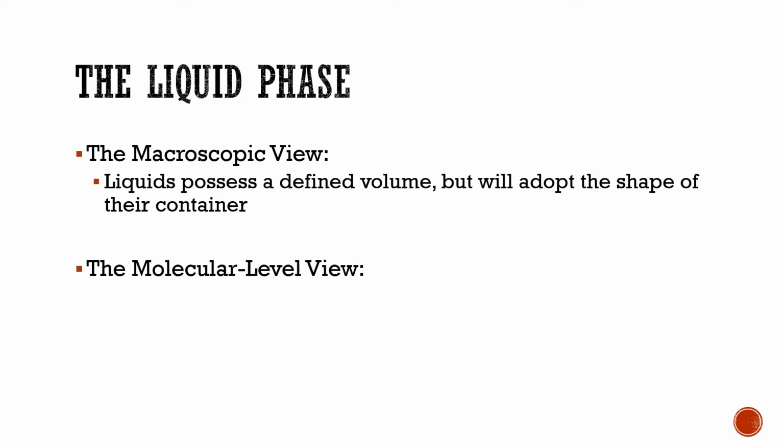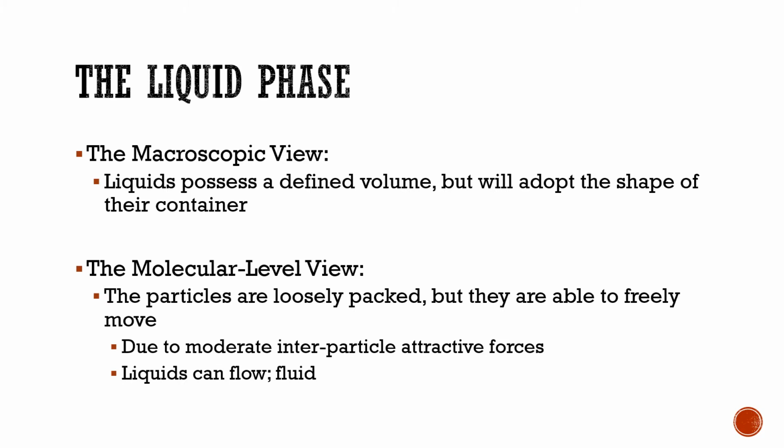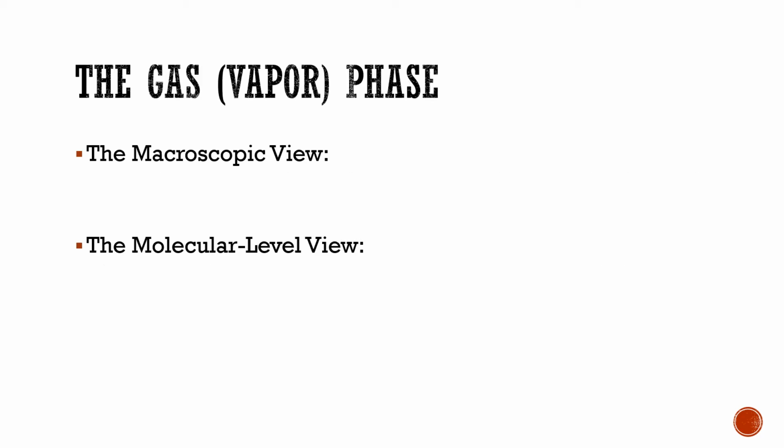Zooming into the molecular level, we see that the particles are more loosely packed, but they are still touching each other. Liquid particles can freely move and slide past each other. It is this freedom of movement that allows liquids to flow or to pour. This more loosely packed arrangement is due to more moderate strength interparticle attractive forces.